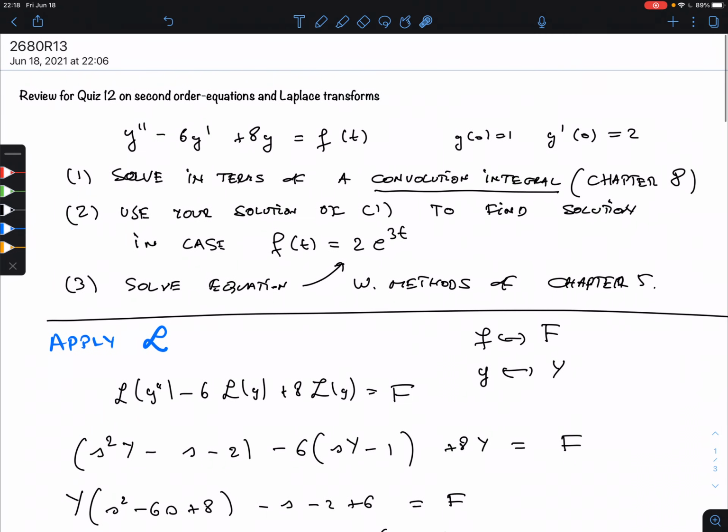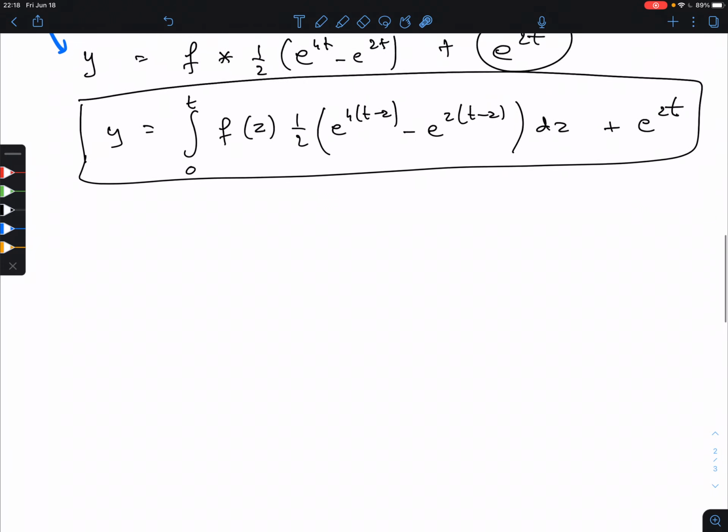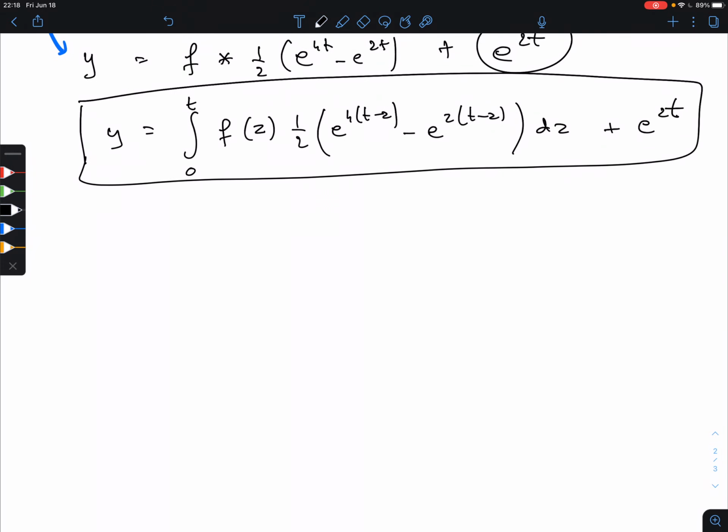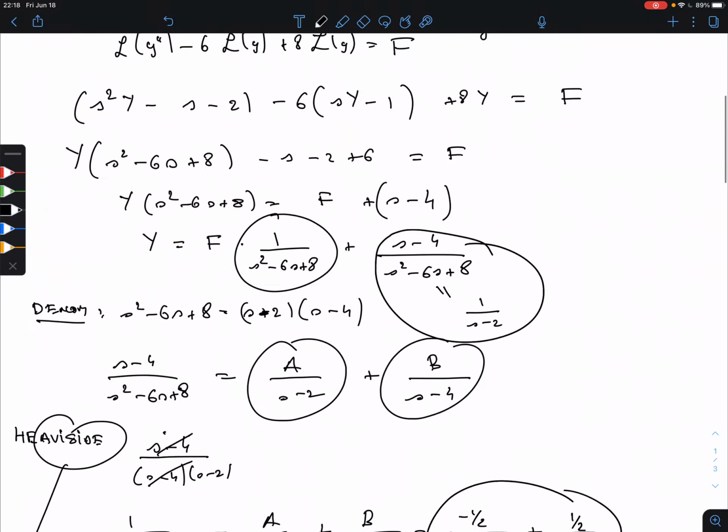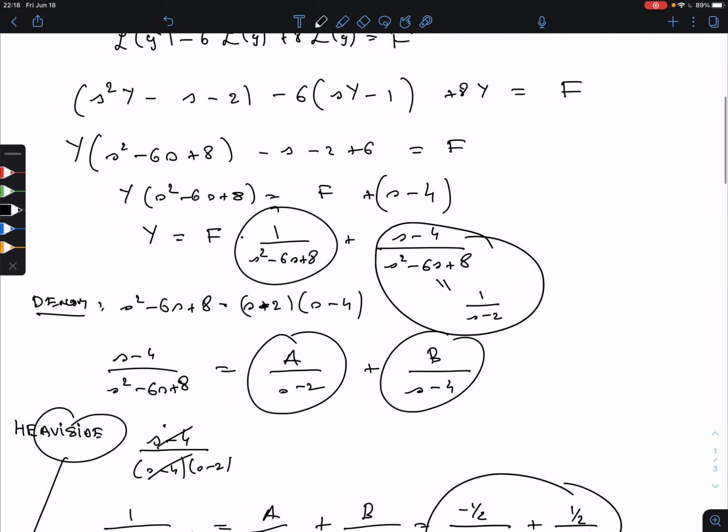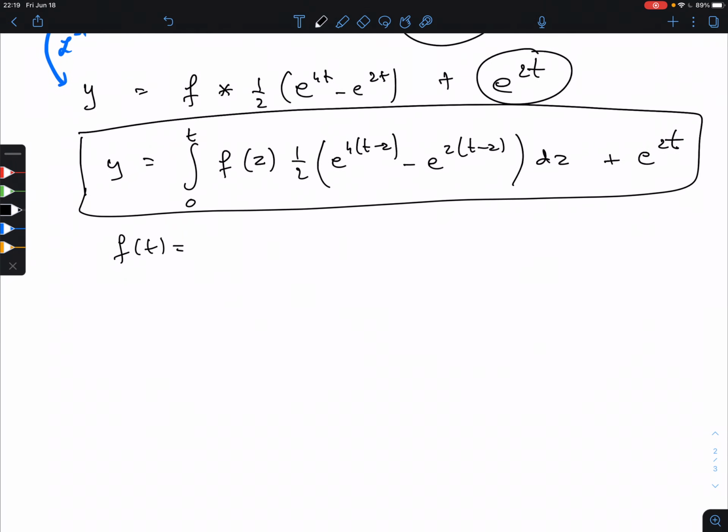It says that, okay, now that you have done this, do this now for this particular function. So meaning what? Well, in this integral, replace f, so f of t is now, what was it? 2 times e^3t, 2e^3t. Okay? All right. So we plug this one in there. So what do we get? So let's look at the integral.